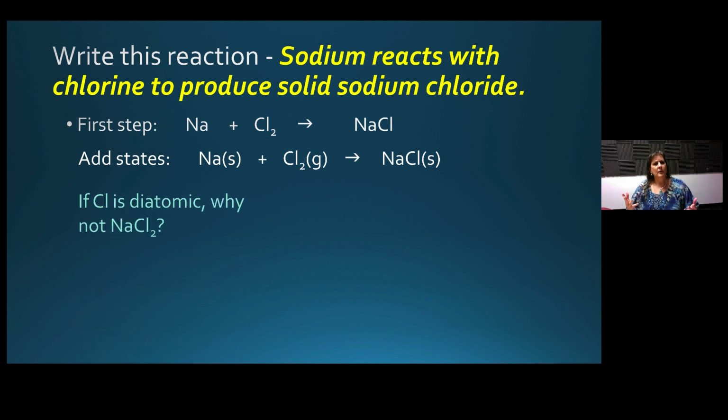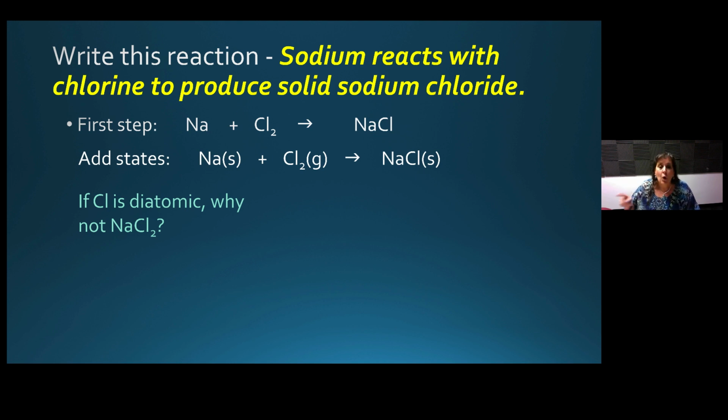Here's a question. If chlorine is diatomic, then why isn't it NaCl2? Why don't I take that 2 and just pull it over? Well, we just said chlorine is only diatomic when it's by itself. Now that it's with sodium, it's not diatomic anymore. And what governs a formula is charges. Na's a +1, Cl's a -1. It already adds up to 0, +1, -1. We don't need 2 Cl's. That would be -2. Then you'd have +1, -2. That doesn't add up to 0.